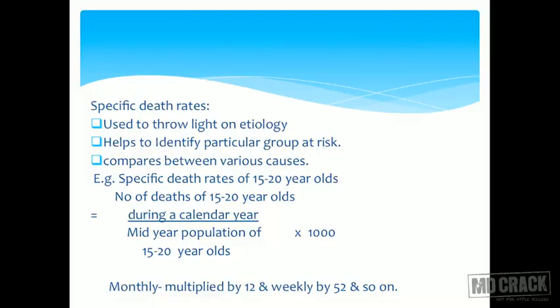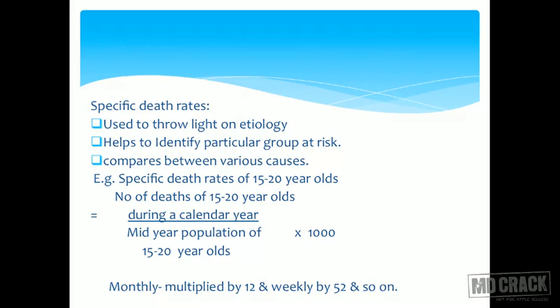Specific death rates. Now again, we specify something. Used to throw light on the etiology of mortality pattern, helps to identify a particular group at risk, and compares between various causes. Just one example here. Specific death rate of 15 to 20 year old. You can specify for anything. Here I have used 15 to 20. You can say for males, for females, for infants, for adolescents, for adults, whatever specification. So the numerator would consist of that specification that you specify.